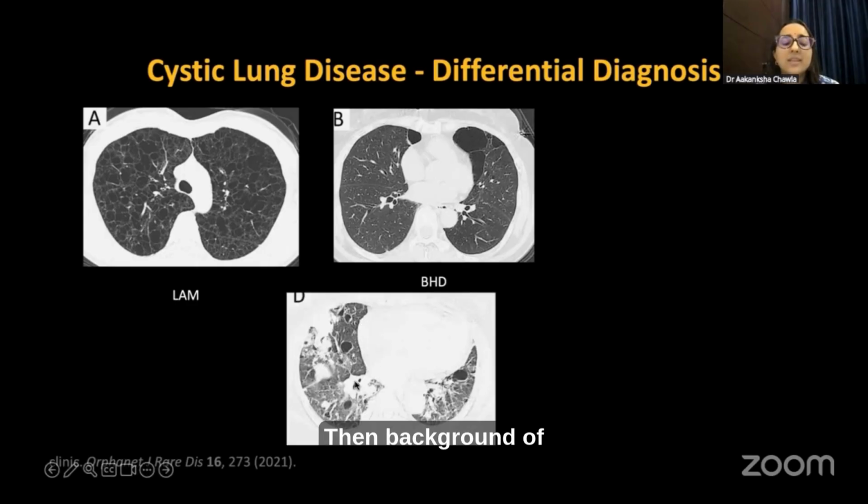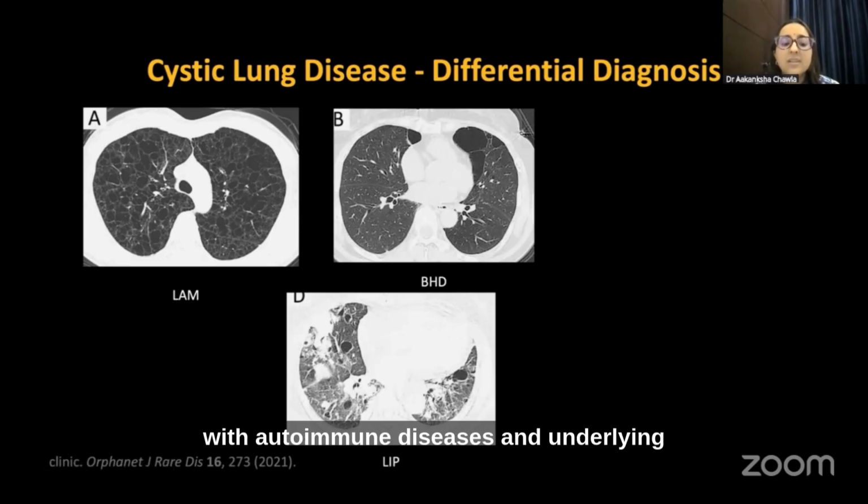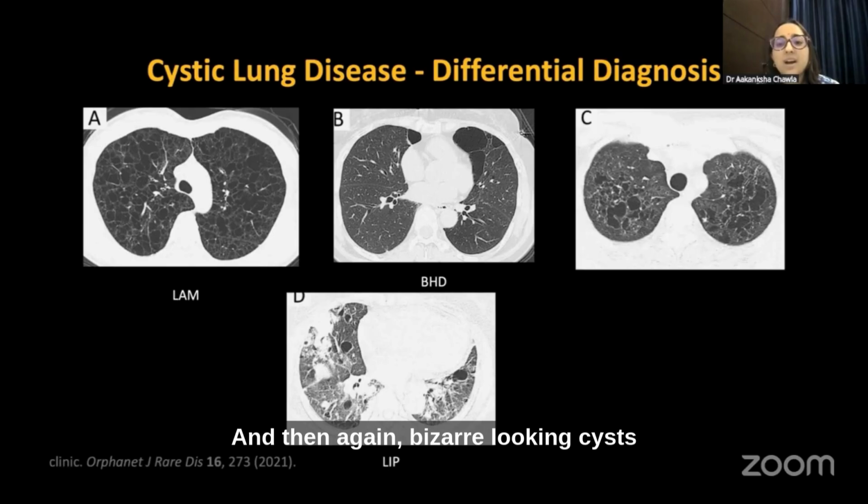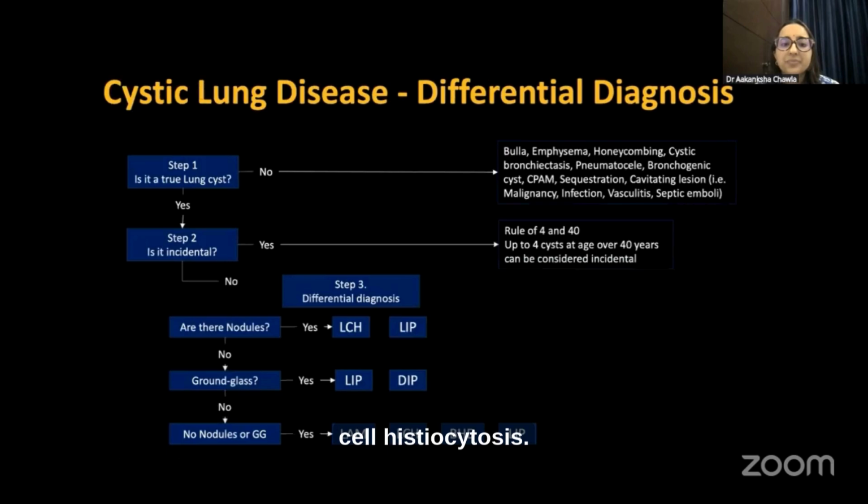Then ground glassing in the background with cysts, with autoimmune diseases and underlying presentation, you would think of LIP. And then again, bizarre looking cysts would be seen in pulmonary Langerhans cell histiocytosis.